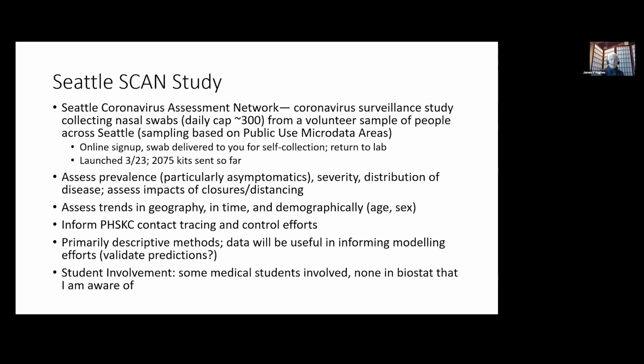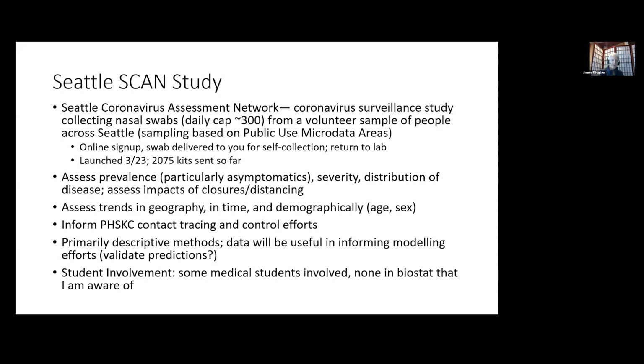People are accepted into the sample based on where they live, through a census designation called public use microdata areas. You sign up online and a nasal swab is sent to you for self-collection, and it's returned to the lab. It's been going for about 2 weeks now, and over 2,000 kits have been sent out to people so far.